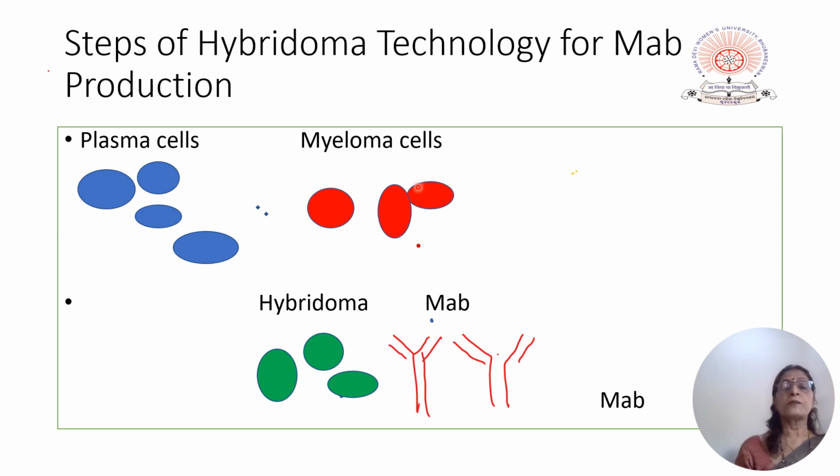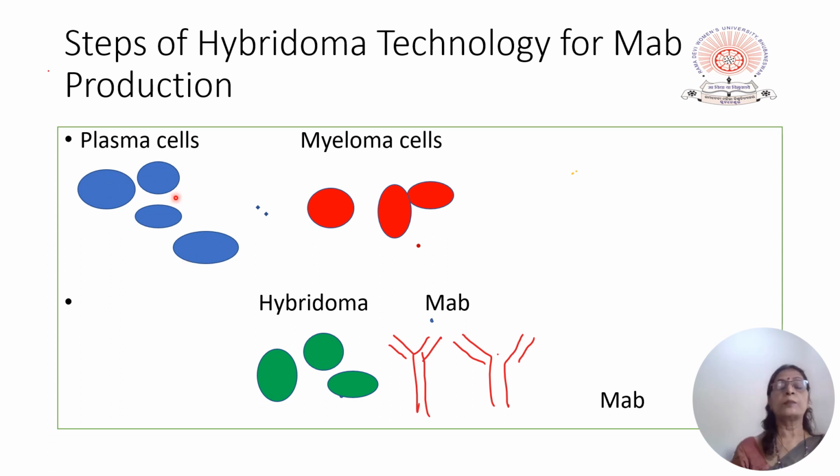There are different steps of monoclonal antibody production. The basic thing is that two types of cells are required. One is the plasma cell and one is the myeloma cell. Myeloma cells are cancerous plasma cells. So plasma cells and myeloma cells are fused.